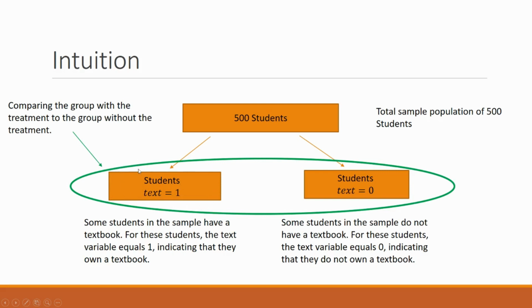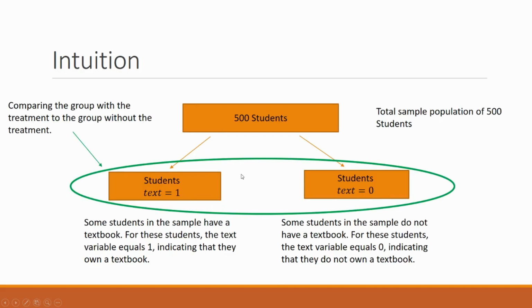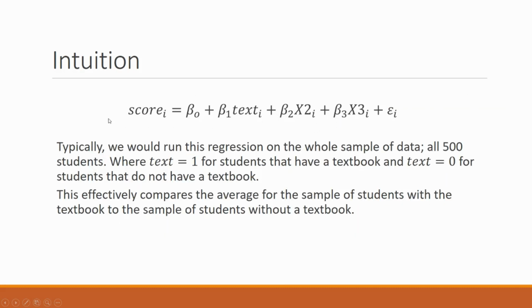So maybe these students come from larger families. Maybe these students live closer to the school. Maybe these students are going to be different from these students in all kinds of ways. Okay, so this group of students is going to be different from this group of students. We don't have statistical independence. All right, so that's our problem. This implies that the text variable will be correlated with other variables that are included and excluded from the model. And so we're going to have omitted variable bias if we just run this standard regression.